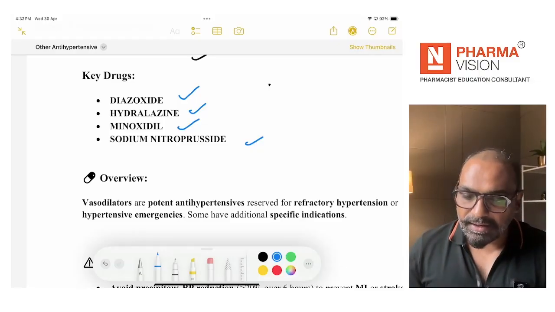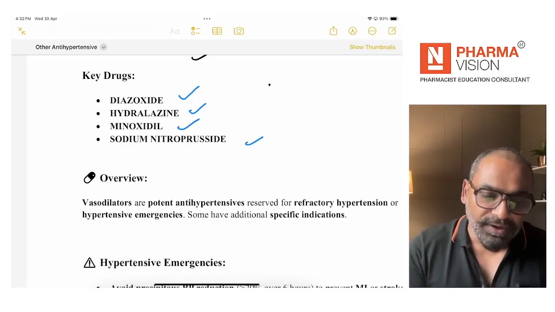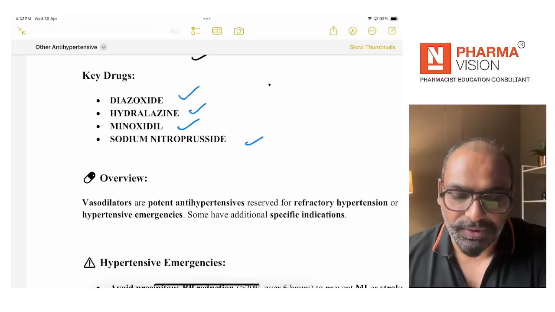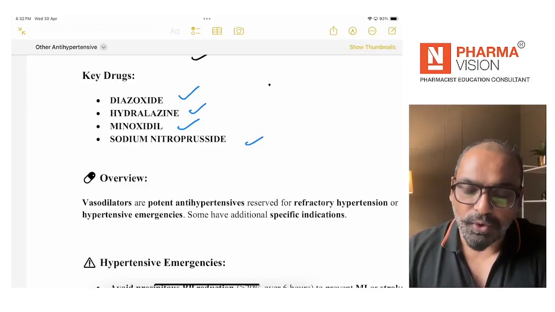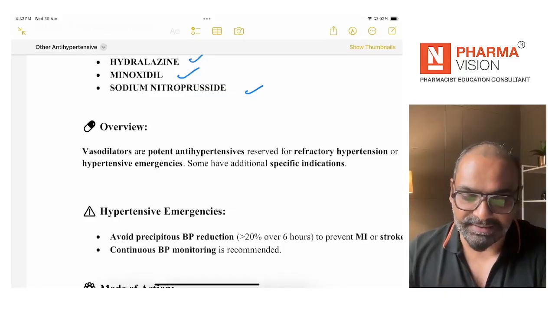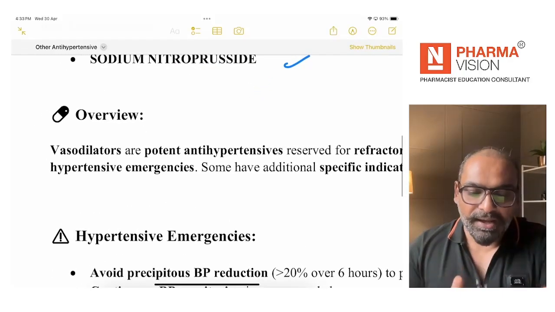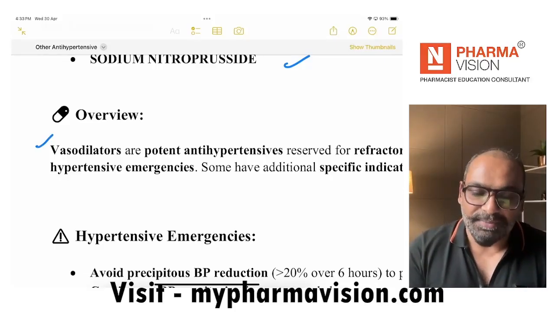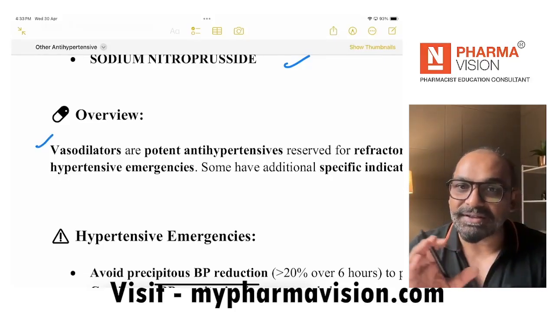So in the examination you can expect different types of questions from these medications. Okay, and all the important points are going to be covered in today's class. First of all, the name itself indicates vasodilators. So these medications have the potential to dilate the blood vessels.